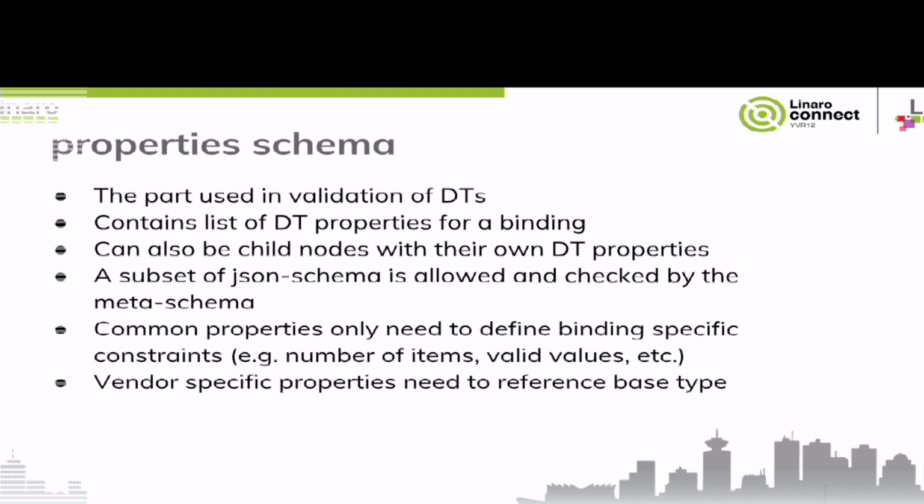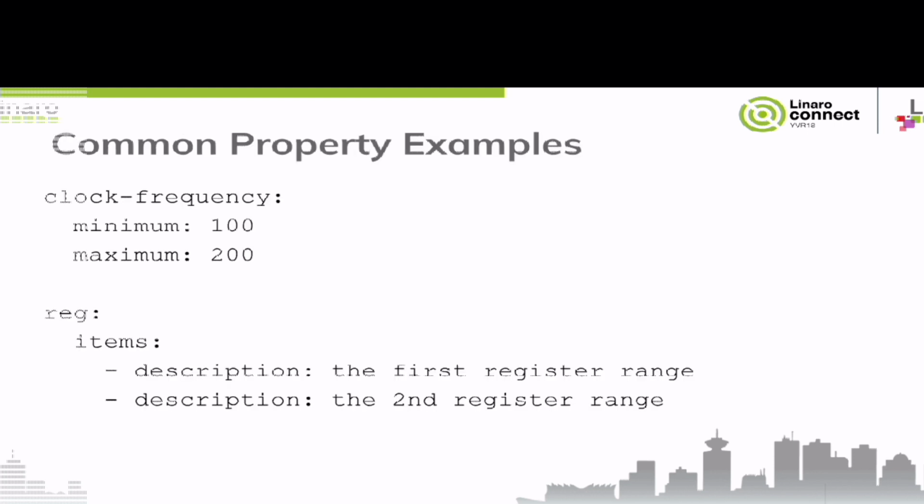And then there's kind of two different ways of how you describe what you need to describe on properties. For common properties, there's less that you need to describe. Vendor-specific properties that the core doesn't know about are slightly different. So here's two examples of some common properties.